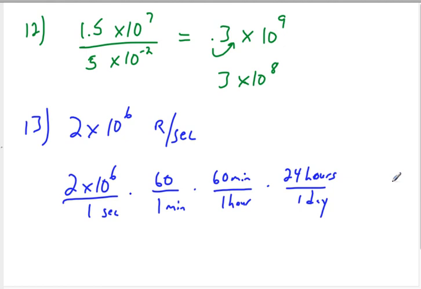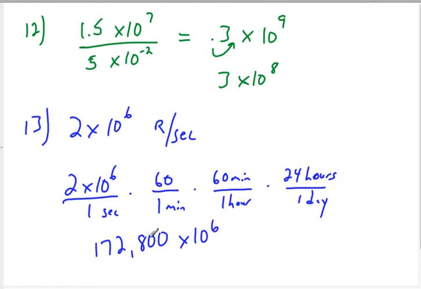So let's see. I guess we could just do 2 times all that. So 2 times 60 is 120. 120 times 60 is, what is that, 7,200? So 120 times 60 is 7,200. And then that times 24, I'm using a calculator for the last one, is 172,800 times 10 to the 6th.